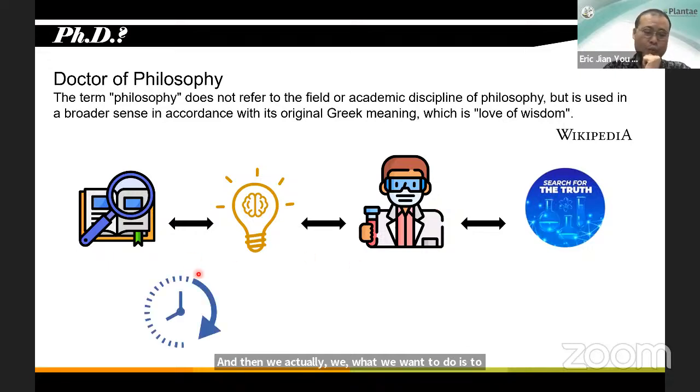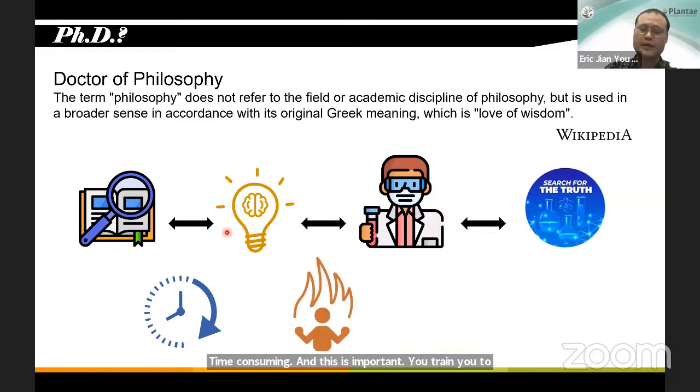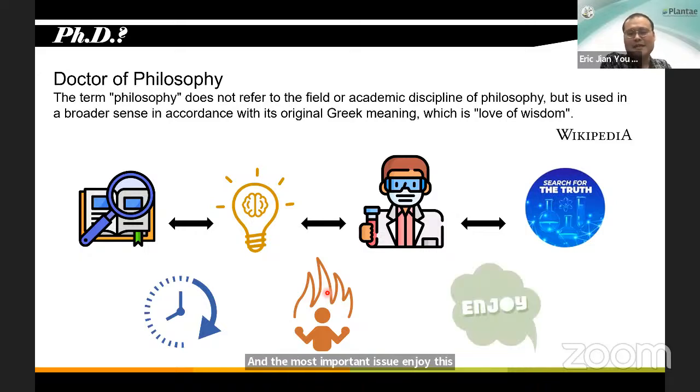So doing a PhD is time consuming. And this period is important to train you to think independently and think theoretically. And when you do research, you need to deploy yourself. When you decide to do these experiments or do the research, you need to deploy yourself, I would say more than 80% of your time. And the most important is you should enjoy this process, because most of the time in a PhD we deploy ourselves in the lab or writing papers. So you really need to enjoy what you are doing.